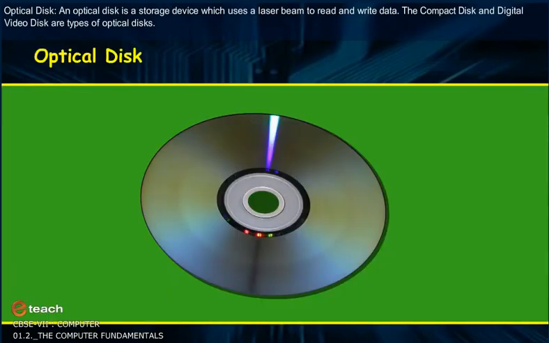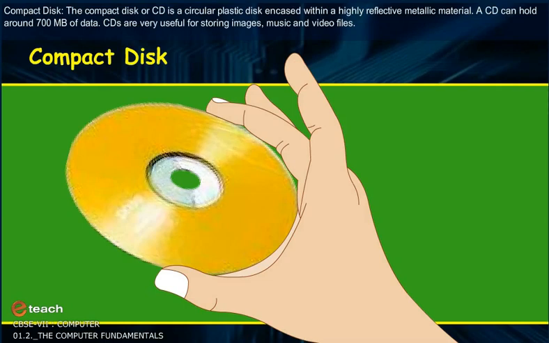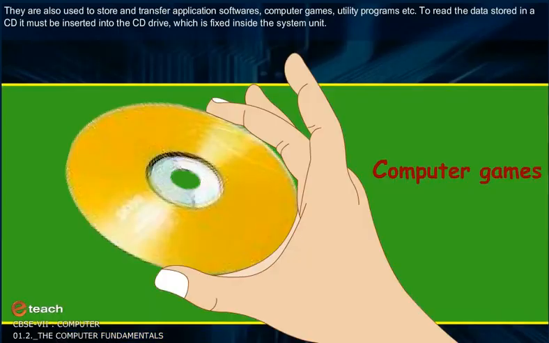Optical disc. An optical disc is a storage device which uses a laser beam to read and write data. The compact disc and digital video disc are types of optical disc. Compact disc. The compact disc or CD is a circular plastic disc encased within a highly reflective metallic material. A CD can hold around 700 MB of data. CDs are very useful for storing images, music, and video files. They are also used to store and transfer application software, computer games, utility programs, etc.